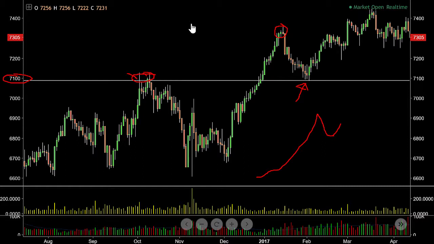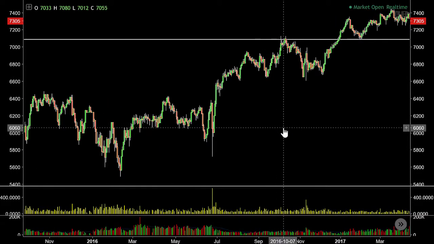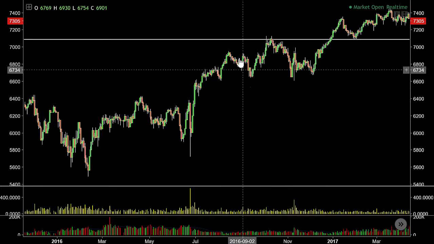If support breaks, or if resistance breaks, look for it to flip its polarity, if you like. If you look at it like a magnet, it now becomes the opposite of what it was before. It's just a way that it repels the market. And we've got lots of examples like this. In fact, let's see if we can find some more.